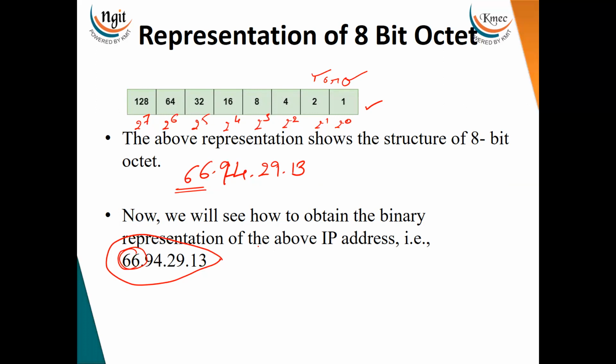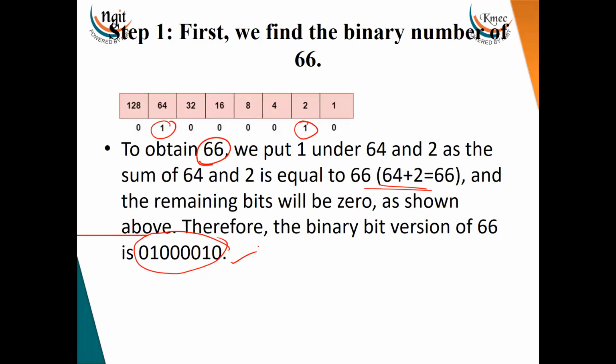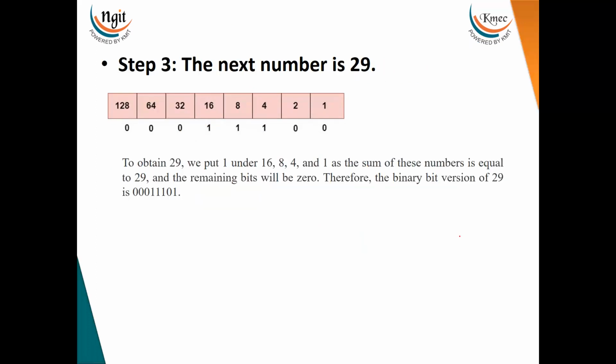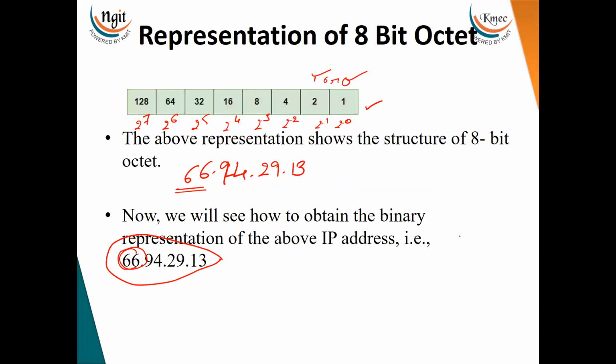And our next number is 94. Now to make the 94, we have to do the same. We have to make this 94 as 64 plus 16 plus 8 plus 4 plus 2. Now this is the binary number for the 94. Okay, now the next number we have is 29.